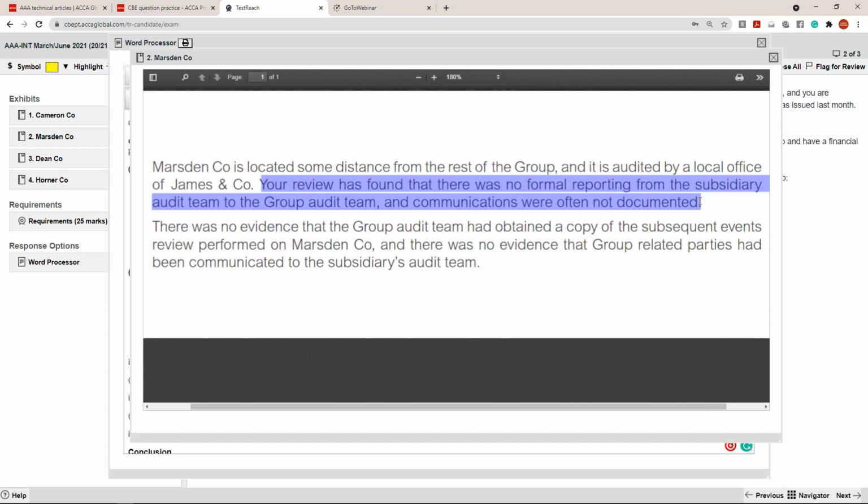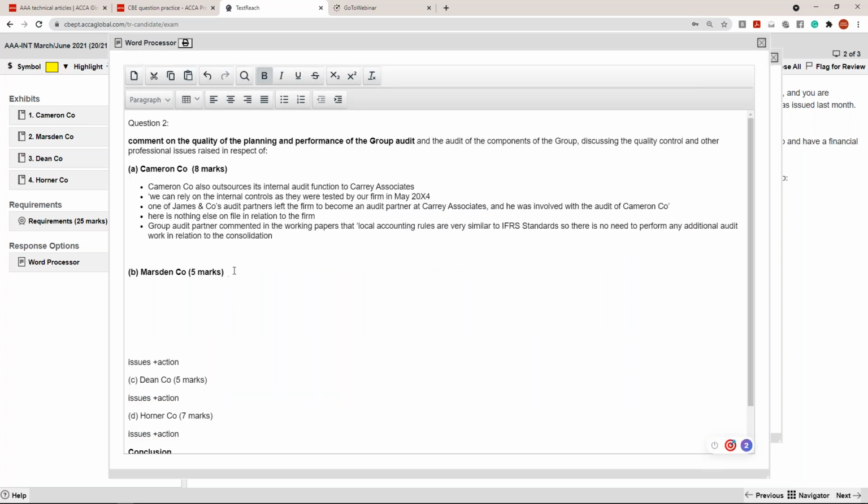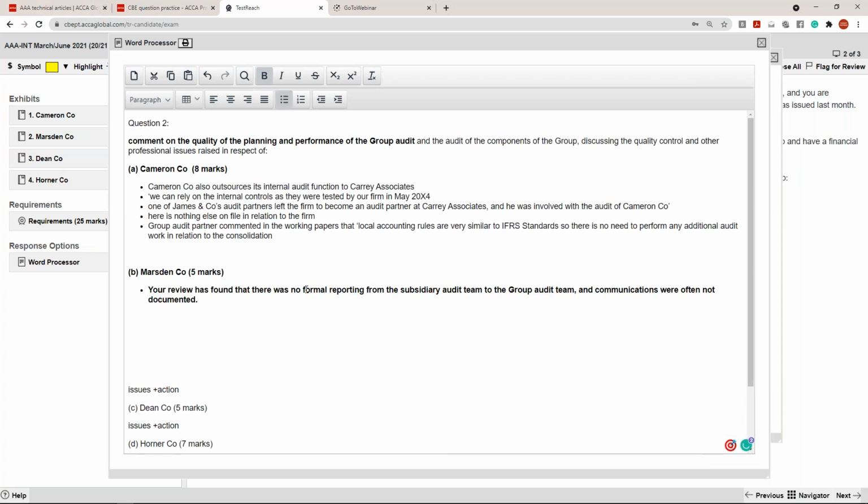Even if they are the same firm or dissimilar firms like Cameroon Company, you need to ensure there is proper communication and proper formal reporting between the component auditor and the group auditor, whether the component auditor is the same firm or a dissimilar firm. So should I copy this point, Control C, take it on my word processor as my first issue under the Marston Company, and paste it over here in the exam context?